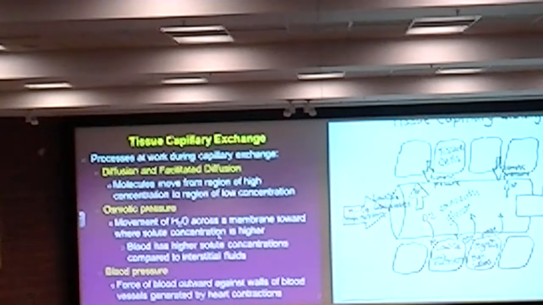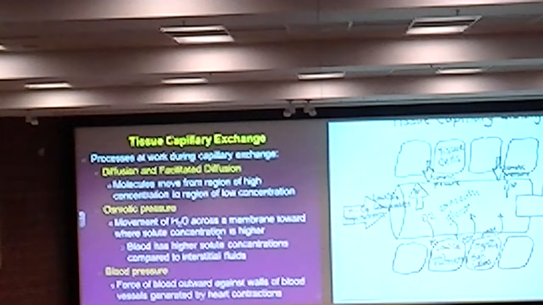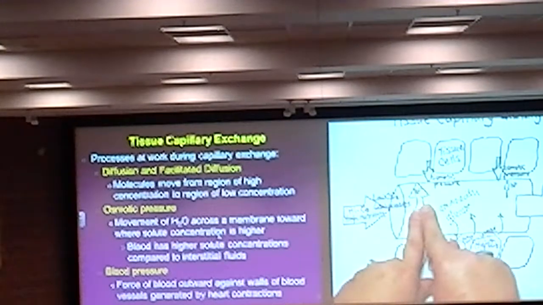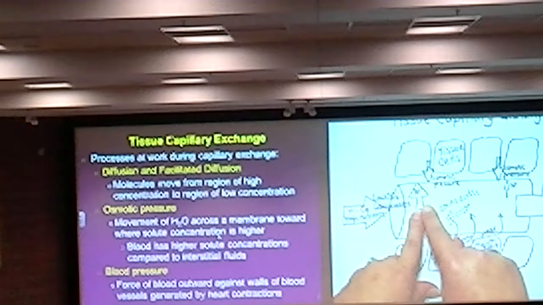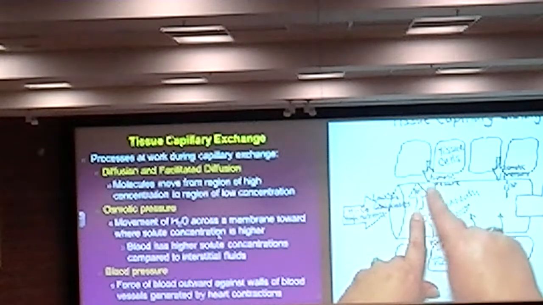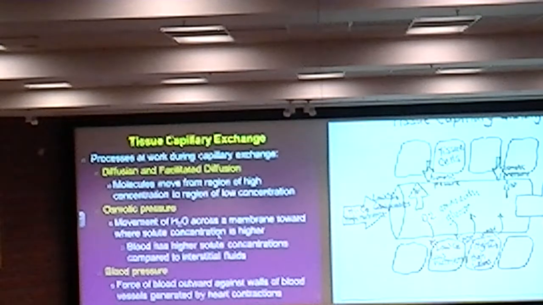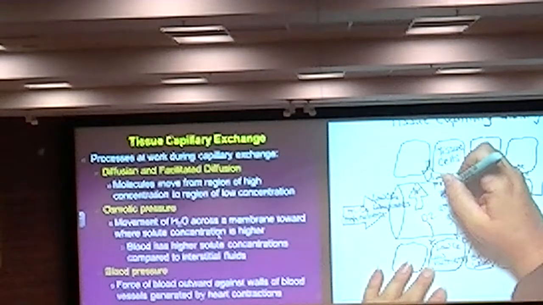So who wins? Well, I drew these arrows different sizes for a reason, representing the relative amount of force. At this end of the capillary, where blood is first entering, blood pressure is pretty high. That's on the side closer to the heart. And actually here, blood pressure is higher than osmotic pressure. So that is, blood pressure is pushing out, osmosis is pushing in, blood pressure wins. And so blood pressure ends up pushing water out.